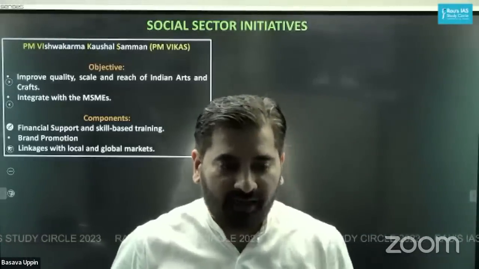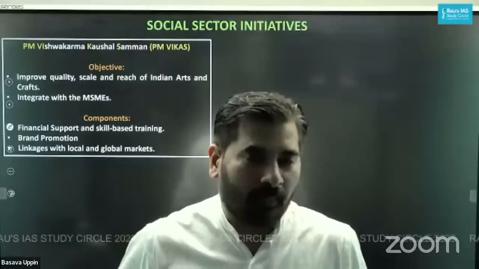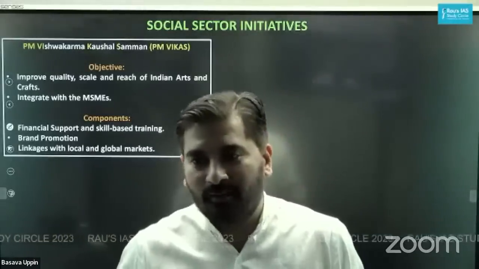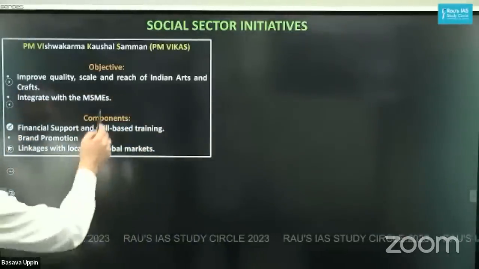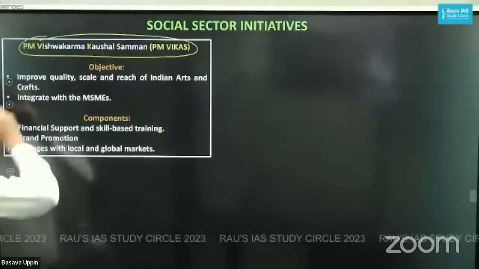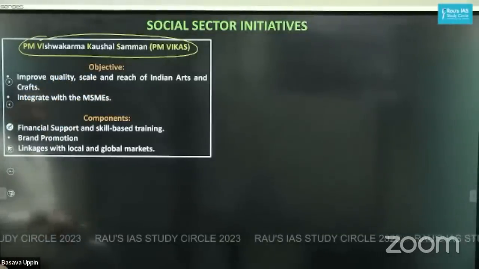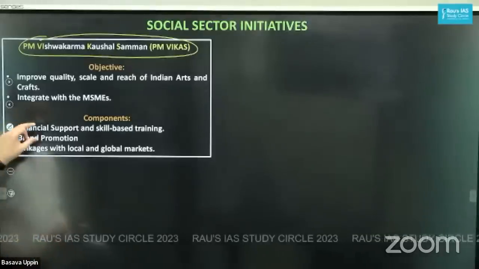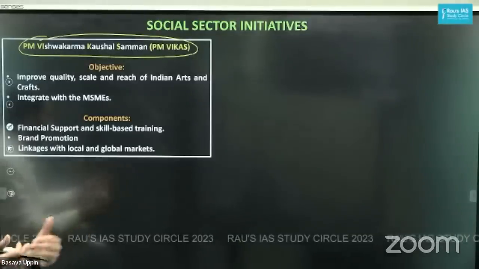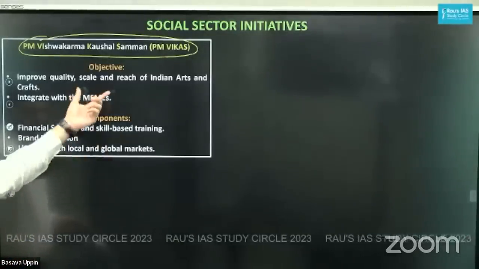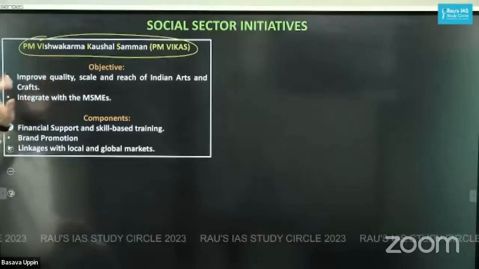But we have seen that over a period of time, the artisans and craftsmen are not getting the necessary support, particularly in terms of support from the banks, support in terms of marketing and so on. So in order to support artisans and craftsmen, we have launched a new initiative called PM Vikas. The objective of this is to improve quality, scale and reach of Indian arts and craftsmen. Here we are going to provide financial support and skill-based training. We'll help the artisans and craftsmen to build their own brand, and will also link them with the local and global markets. So just remember this scheme, PM Vikas, that should be more than sufficient.